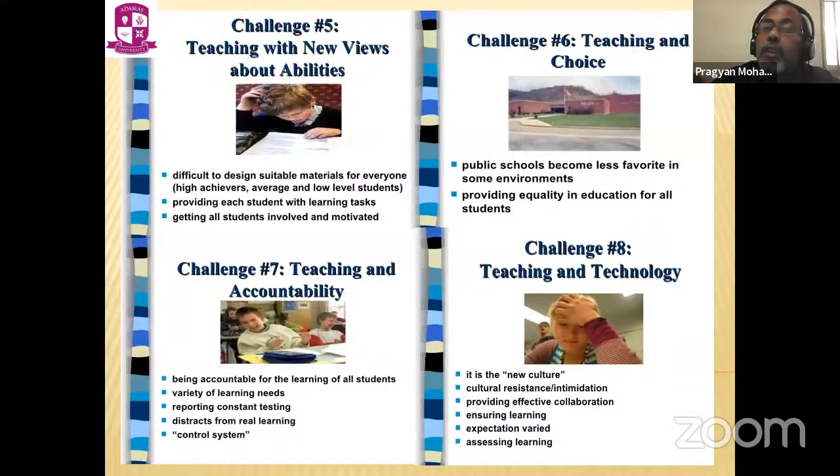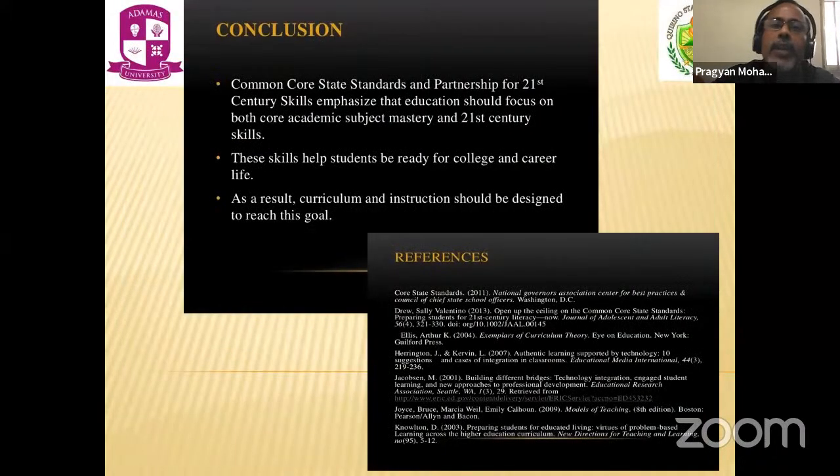If the teacher to student ratio is 1 to 100 or 1 to 200, how is it possible for the teacher to create accountability of each and every student? And another point is technology: there may be network glitches, network problems, or availability problems with the technological tools, which may obstruct the proceedings of 21st century curriculum transaction.